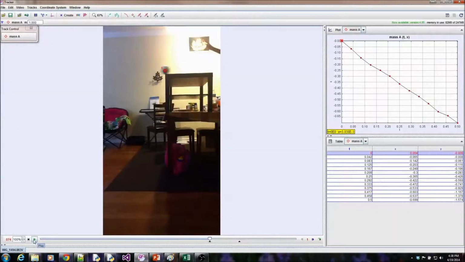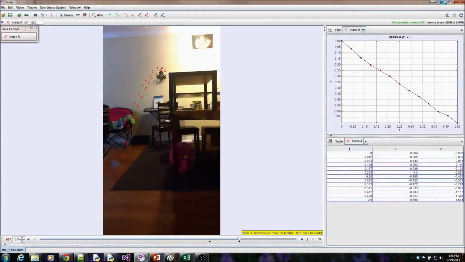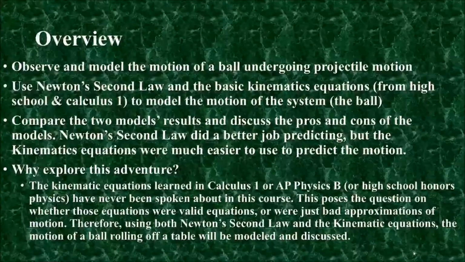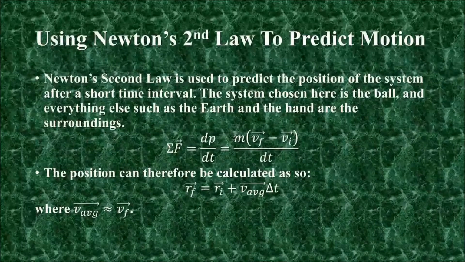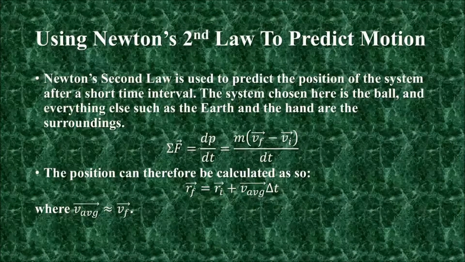This is the motion of the ball I've observed in Tracker. Newton's second law is used to predict the position of the system after a short time interval. The system chosen here is the ball, and everything else, such as the earth and the hand, are the surroundings.